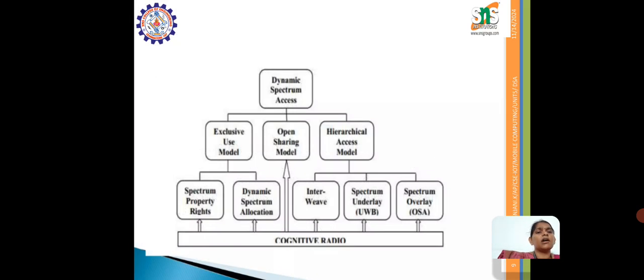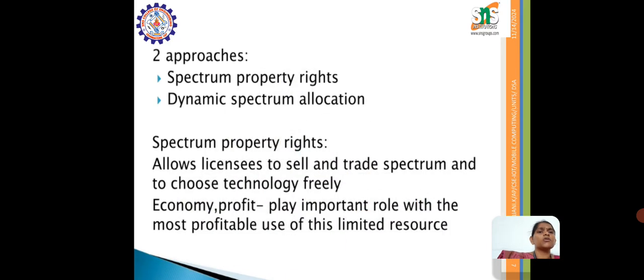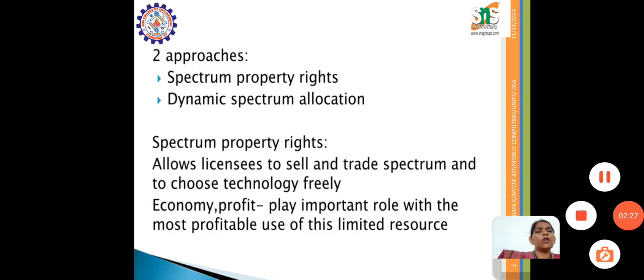This is the basic structure of your cognitive radio, which supports spectrum property rights, dynamic spectrum allocation, spectrum underlay and spectrum overlay, and the exclusive use model, open sharing model and hierarchical access model. These are the modules of dynamic spectrum access. It has two approaches. One is spectrum property rights, and the second one is dynamic spectrum allocation.